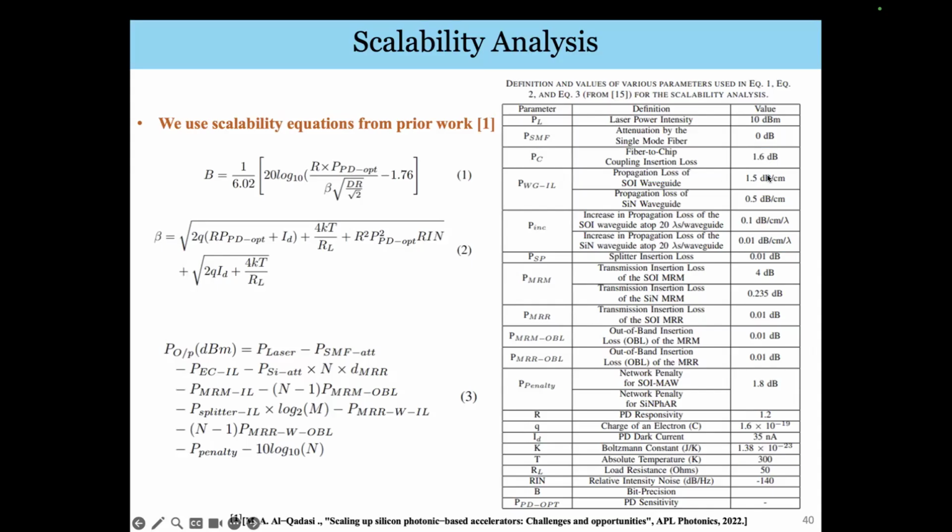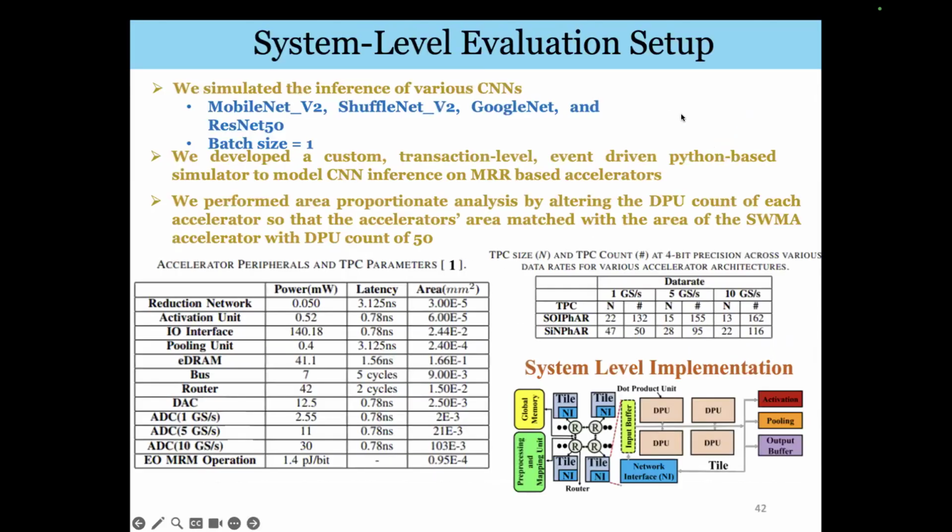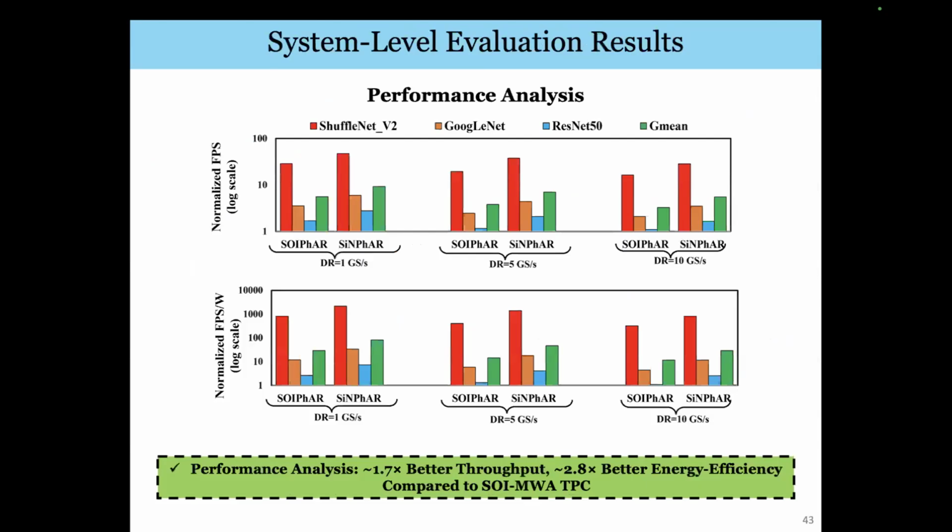You will also see the propagation loss difference over here, 1.5 dB per centimeter for silicon and 0.5 dB per centimeter for nitride. This is still conservative. It can go lower than that, and we can have larger benefits if we go lower. You would see about 1.5x more parallel multipliers in this design compared to, let's say, the silicon-based analog design, the silicon-on-insulator SOI design. So we did system-level analysis on this as well, and silicon nitride ended up giving us better throughput, better energy efficiency, and so forth.